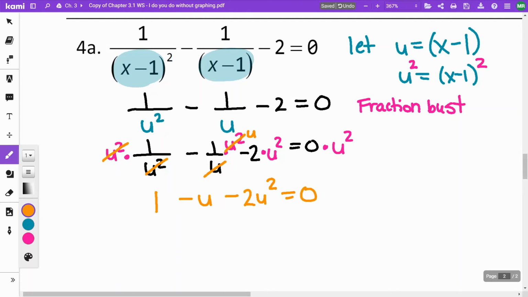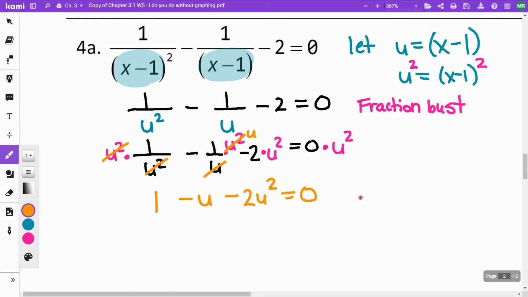Now I have a quadratic. When you have a quadratic, couple things. You want it to equal 0, and I do not like my x squared or U squared, whatever my variable is squared, to be negative. I like it to be positive. So there's one of two things I could do. I could multiply everything by a -1, and then that would make this become a positive. Or I could subtract 1, add u, add 2u squared to the other side and make it positive that way. Both of them are going to result in the same thing.